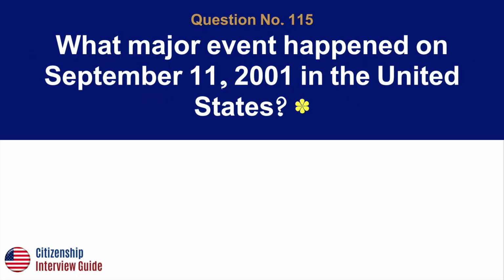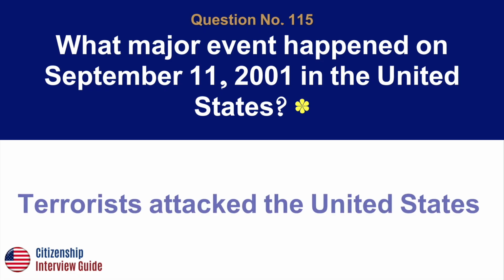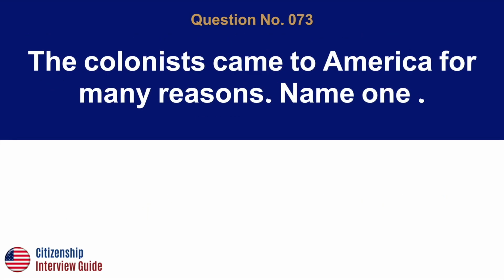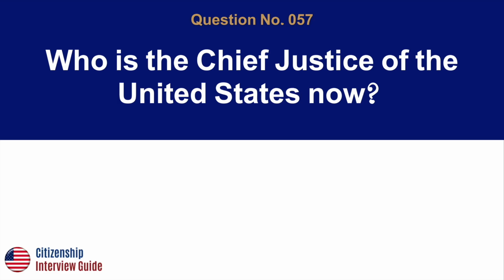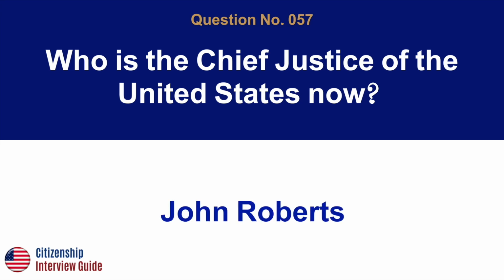What major event happened on September 11th, 2001, in the United States? Terrorists attacked the United States. The colonists came to America for many reasons. Name one. Freedom. Who is the Chief Justice of the United States now? John Roberts.